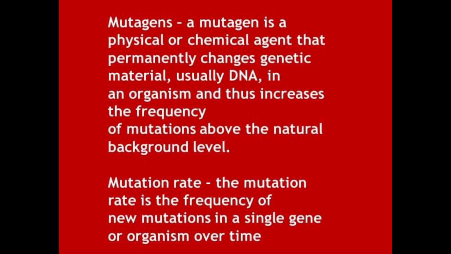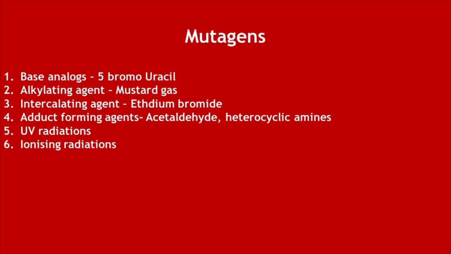I told you this already, but here again I tell you the names of a few mutagens which we'll be talking about today in this class. One is base analog, for example 5-bromouracil. I'll be talking about the alkylating agent mustard gas. Then I will also talk about the intercalating agent, that is ethidium bromide.